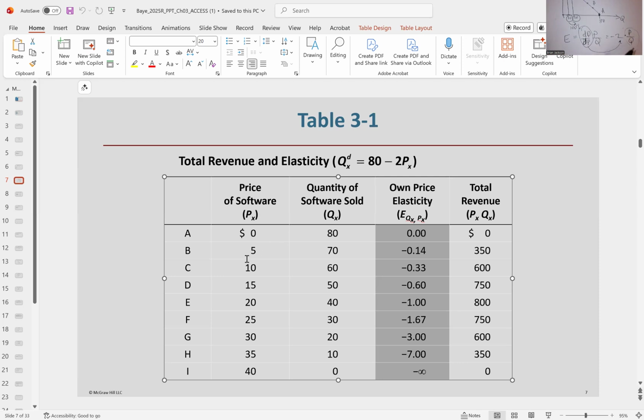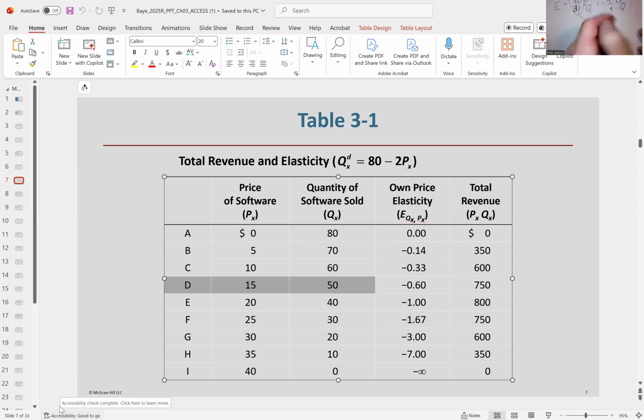But you should be able to say for point D here, where the price is 15, I'm going to write this right here. If the price is 15, the quantity demanded is 50. If I put these two numbers in here, I should be able to find the price elasticity of demand. This is negative 30 over 50, right?